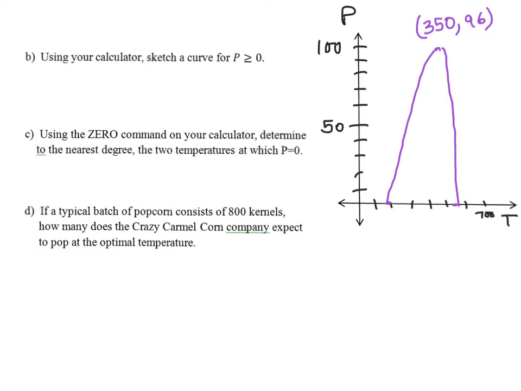So this is what my graph looks like. I've labeled the maximum point at 350, 96. Now what I'd like to do next is use the zero command on my calculator to find the two temperatures at which the percentage is equal to 0. So you're going to see that I've done this on my graphing calculator by using the calculate screen. So I'm pressing on my calculator second and then the trace key, and I'm picking zeros. If you don't remember how to do the zeros on your calculator, please come and see me so that I can go over that with you.